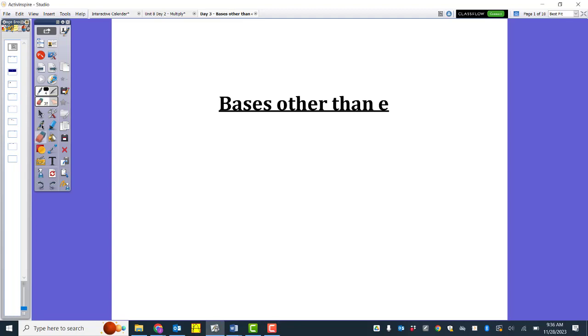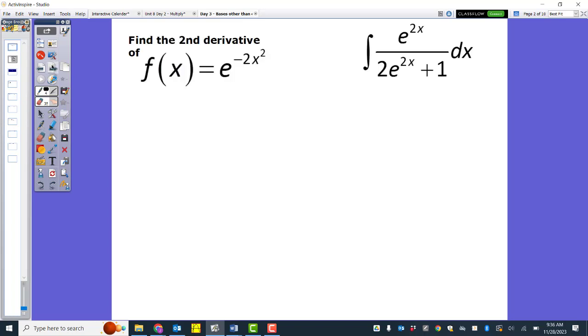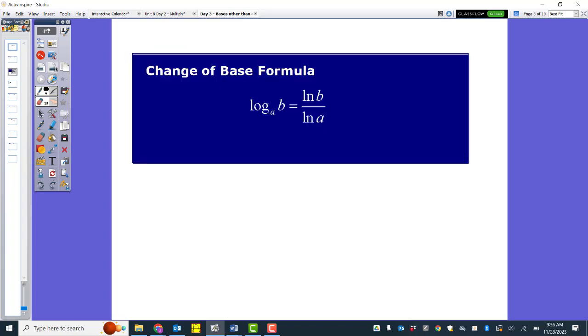Today we're looking at bases other than e. So yesterday we did exponential functions with bases of e. Today we're looking at bases other than e. This is just some practice finding the second derivative. Don't want to worry about that right now. This is what's going to come in handy for us.